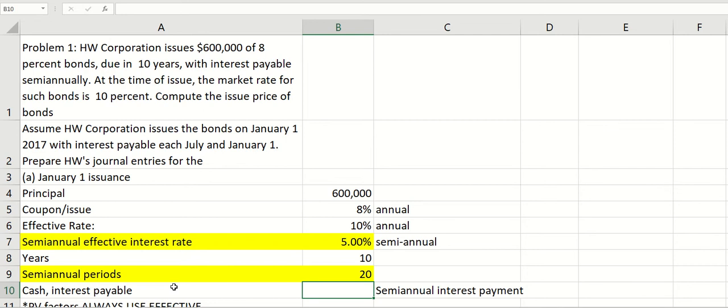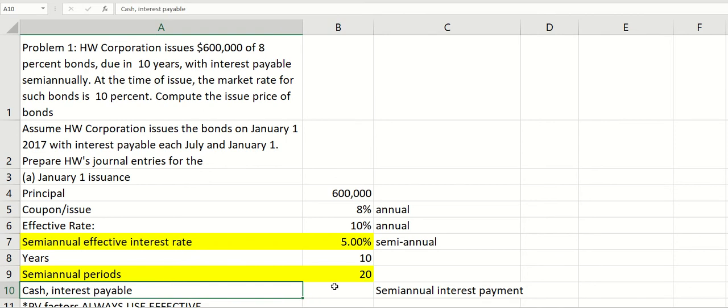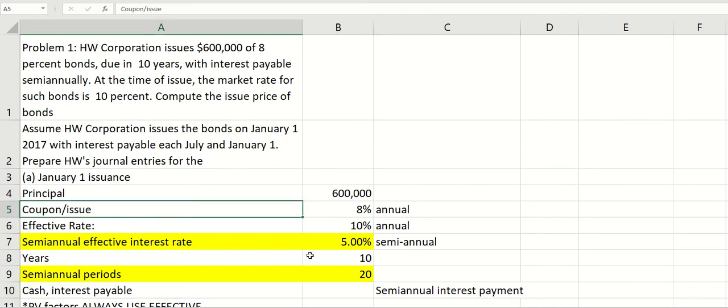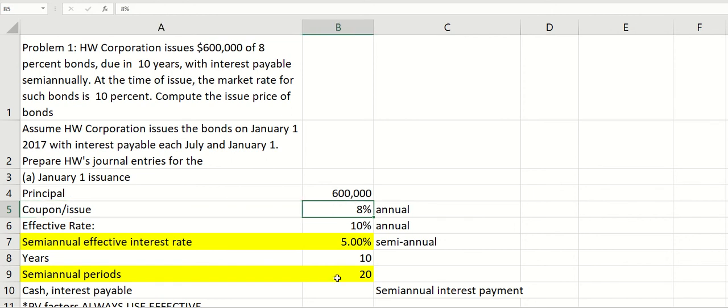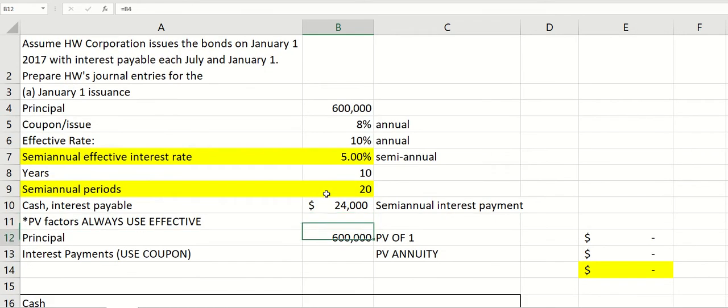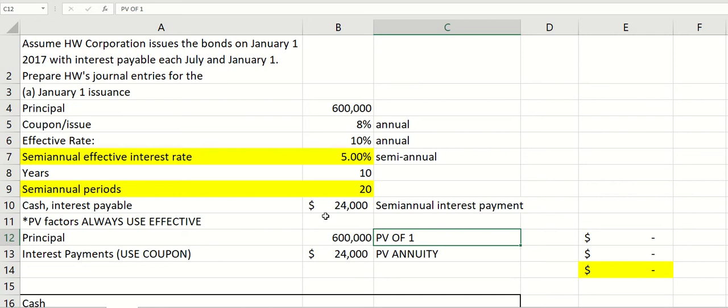Then I can find my cash or my interest payable. I could also divide the coupon rate by 2 to get it on a semi-annual basis. But I usually just take the coupon rate times the face, times the semi-annual period, which is 6 divided by 12 or 0.5, to get the semi-annual interest payment. So we are going to pay our customers $24,000 every 6 months, and that will be our cash.